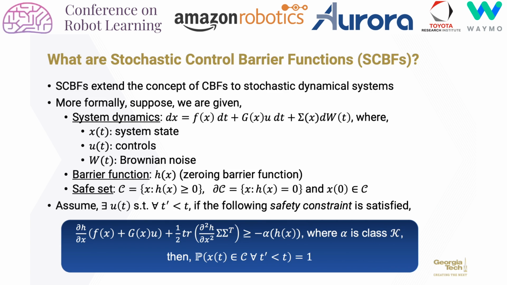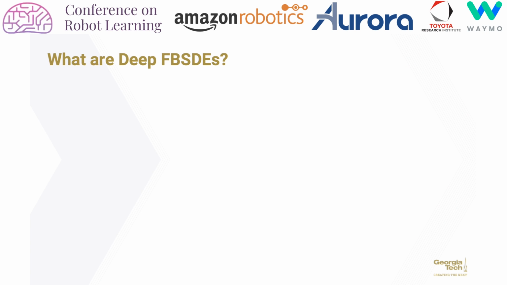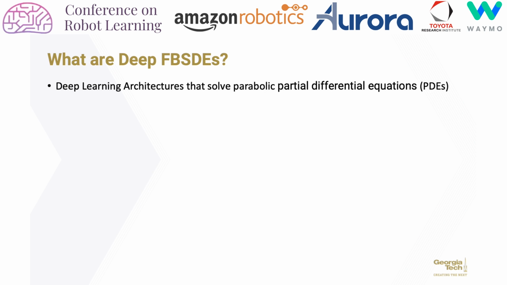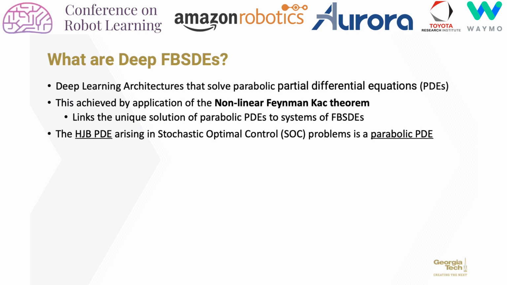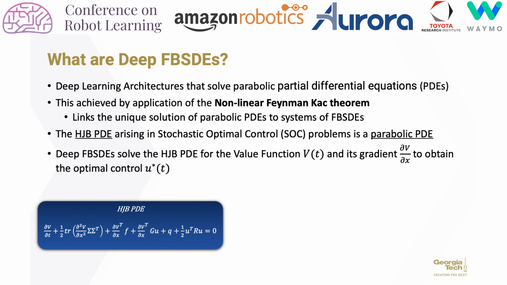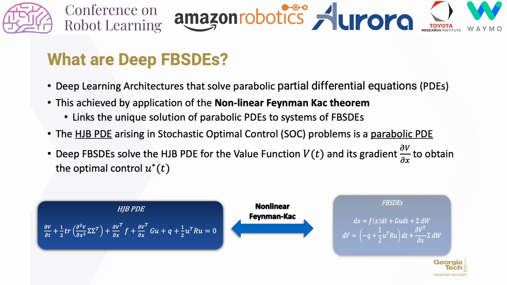Next, we look at deep FBSDEs, which are deep learning architectures that solve parabolic PDEs. This is achieved by the nonlinear Feynman-Kac theorem that links the unique solution of parabolic PDEs to systems of FBSDEs. The HJB PDE arising in stochastic optimal control problems is in fact a parabolic PDE. Deep FBSDEs utilize the nonlinear Feynman-Kac theorem to solve for the value function and its gradient to obtain the optimal control.